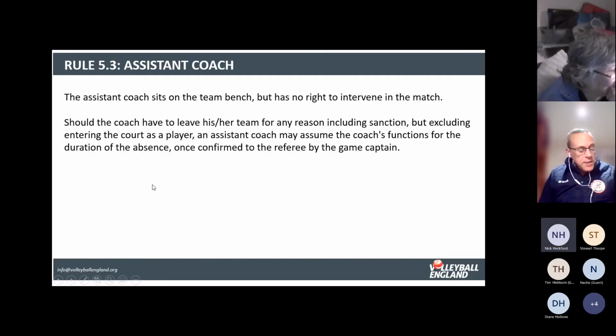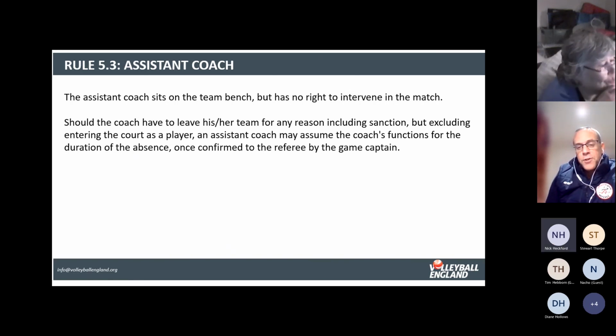Okay, it's assistant coach. So the assistant coach sits on the team bench and has no right to intervene in the match. Absolutely none at all. They sit on the bench. They don't get up from the bench. They don't wander off to the warm-up area to talk to the team. They sit on the bench. And they can give instruction to the coach. They can talk to the coach. They don't get up. They sit on the bench. That's all they're doing.